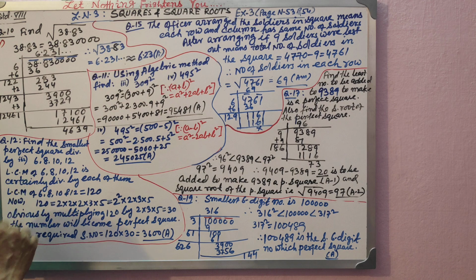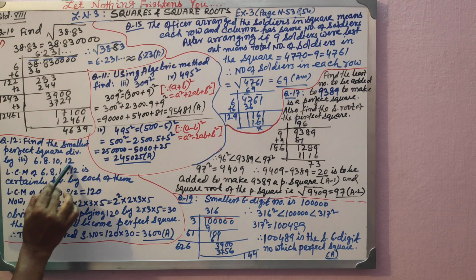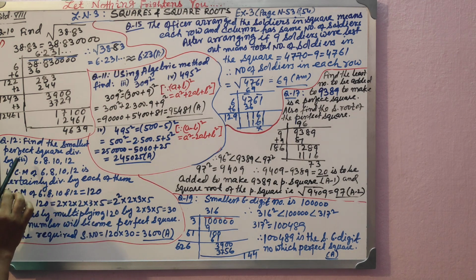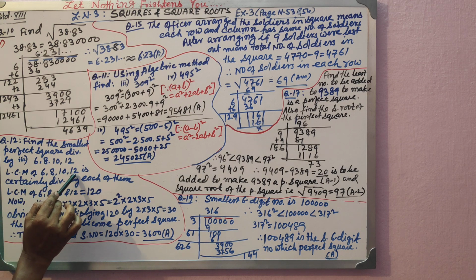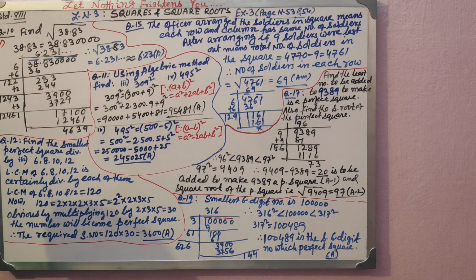Okay, so which is divisible by the given number. So here you find out, see what you need to write down. LCM of this is certainly divisible by each of them. LCM of any number is divisible by all the numbers given to you. That is what. So LCM of these is 120.